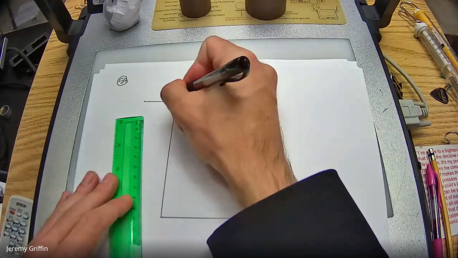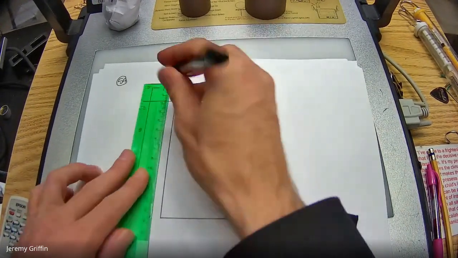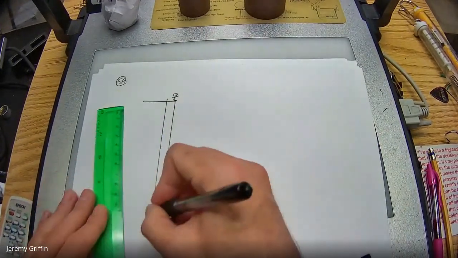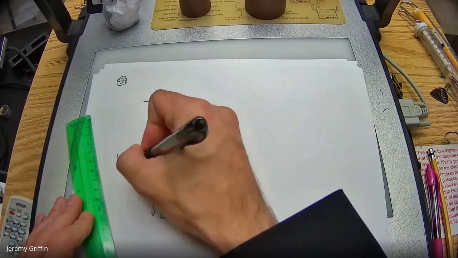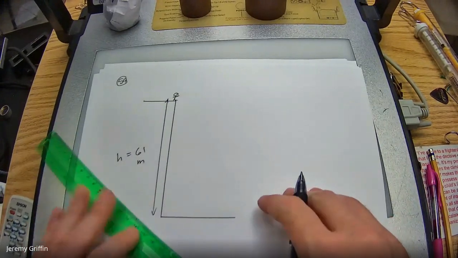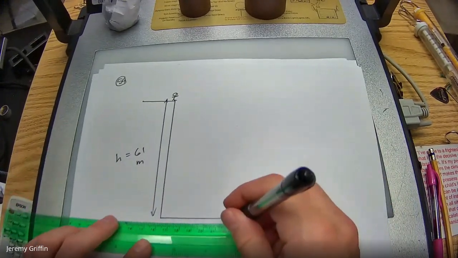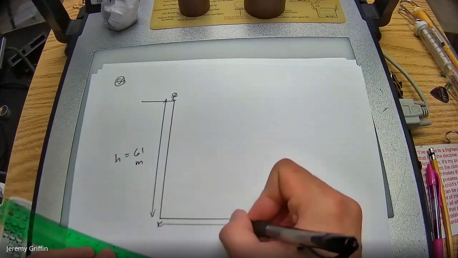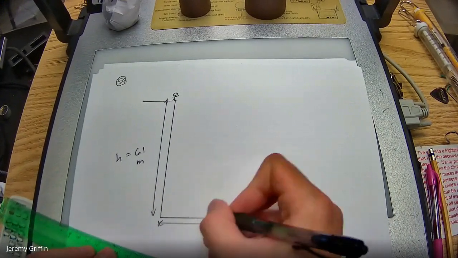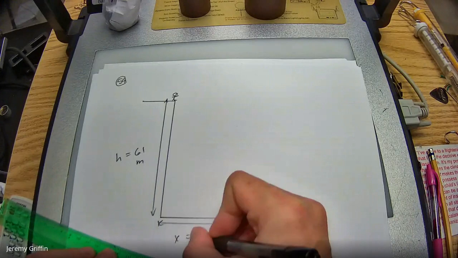So here, you're about to dive off this cliff. That is, say, h equals 61 meters. I'm going to change the rocks just a little bit. Let's say they go out to like 25 meters, a little bit different from the text. So x equals 25 meters.